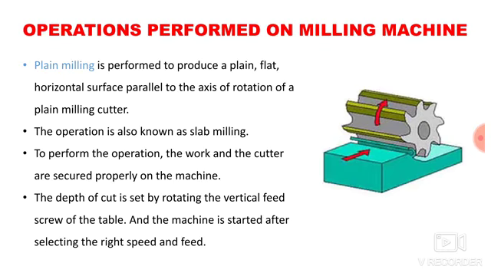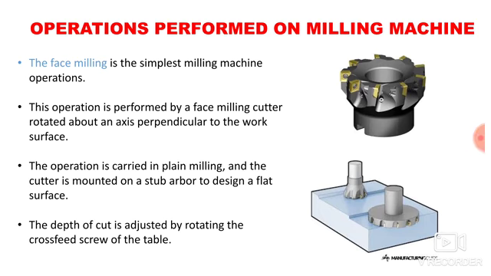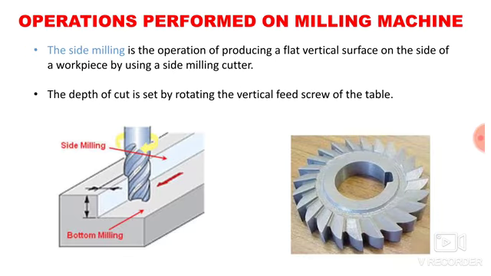Now we will discuss the various operations performed on the milling machine, which are the possible operations that we can perform over the milling machine. So first of all, I will list down the operations and then I will discuss them in brief. The very first operation is plane milling. The second one is face milling.